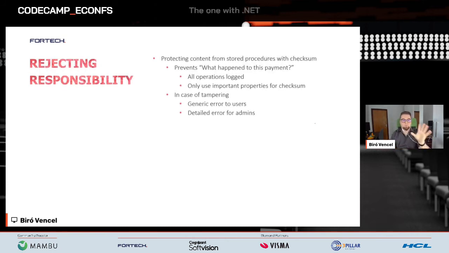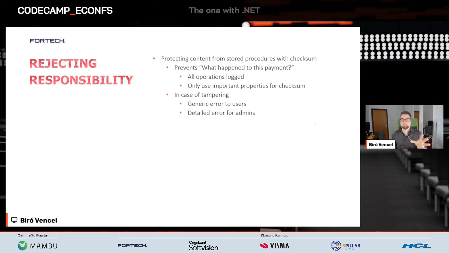I only want to shortly mention how we, as a team, protect ourselves from questions in the form of "what happened to this invoice?" This question is usually asked by the client, pointing towards a database table row. Sensitive information that should be protected from changes in the database in our project is protected by a checksum column that is managed by the .NET code.